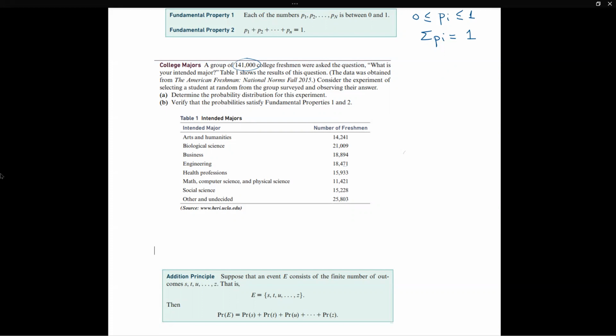In order to figure out this probability distribution, it's like you have a frequency. We need to see, for example, you can call this, let's say, 1. So if you want the probability of 1, which is the students who intend to major in arts and humanities, it's going to be 14,241 divided by the total, which is 141,000. Okay?